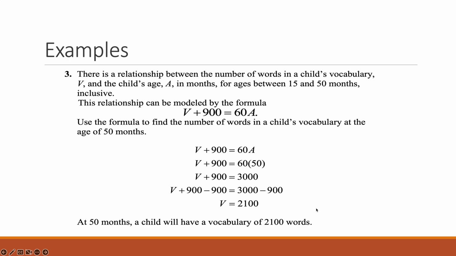So that means at 50 months, a child has a vocabulary of about 2,100 words, which is most impressive, considering all. I think if we think about the number of words we know, we're not exactly sure if we hit 2,100 words.